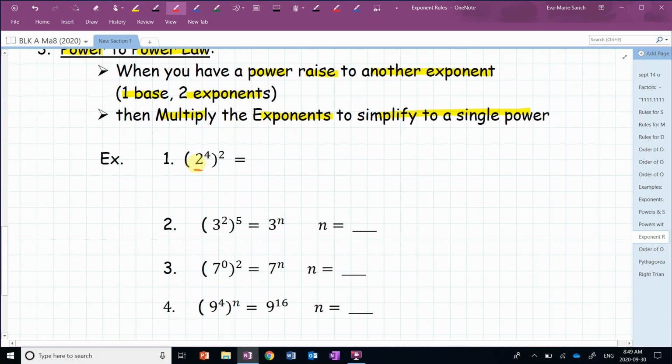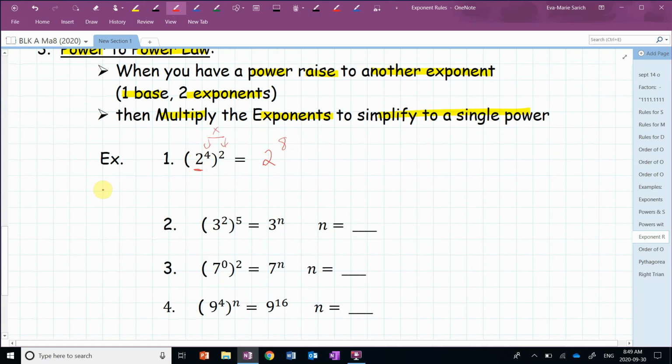There's our base of 2. So we're going to keep a base of 2. And you can see we've got two exponents. We take those two exponents and we multiply them together. 4 times 2 gives you 8, so that gives you 2 to the 8th.